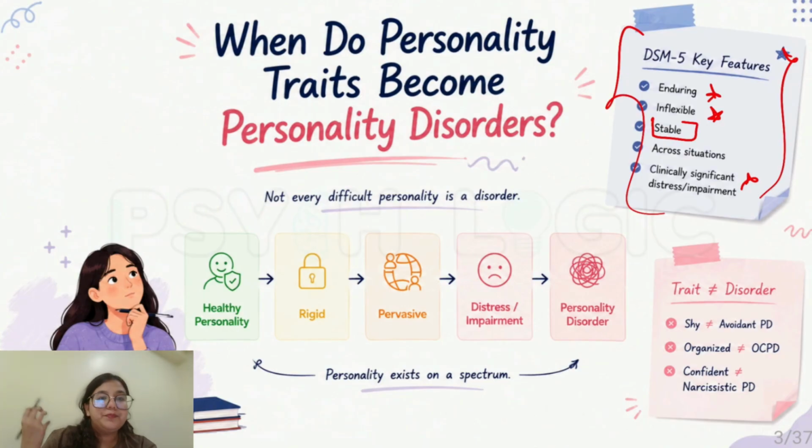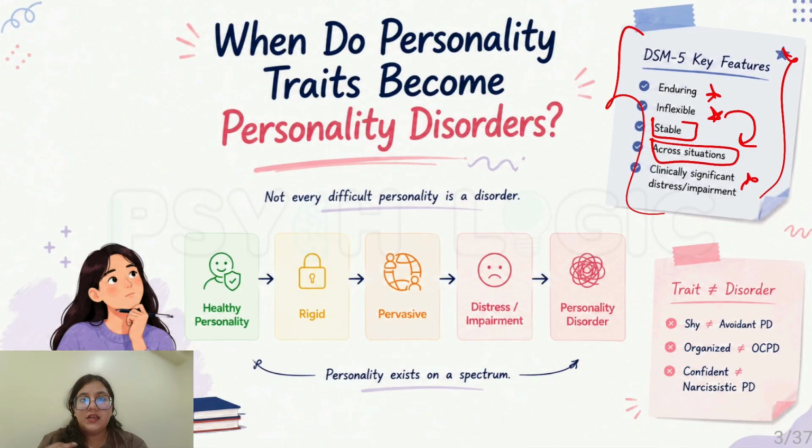Second, these patterns are inflexible. This person behaves the same way across different situations. For example, if someone is very suspicious in nature, they're not only suspicious of their work colleagues. They will be suspicious of their family as well, their friends, their neighbors, even the people who are just trying to help them. The behavior does not change according to the situation.